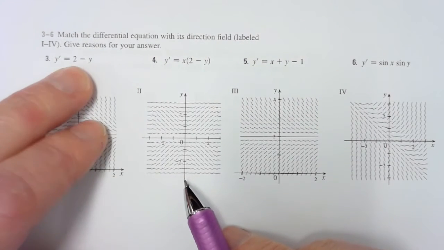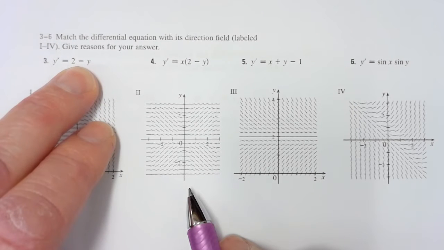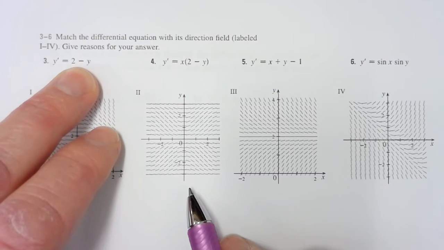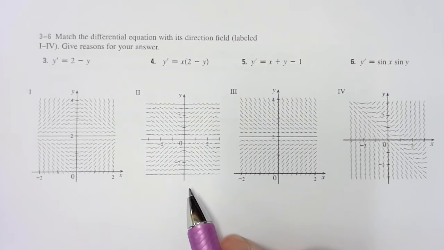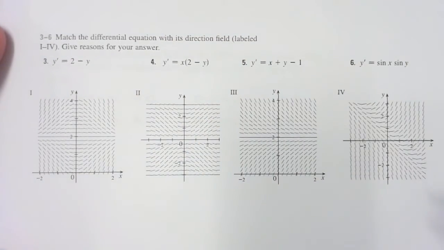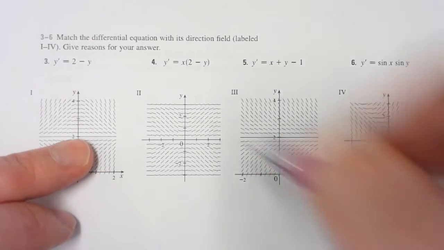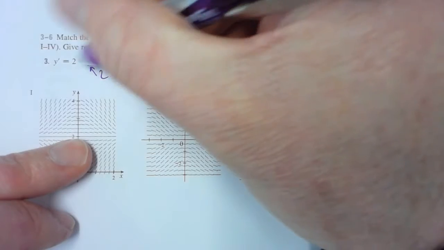Then this one here is only affecting the y. The y is changing, so x doesn't matter. So left and right it should be the same, but up and down it should change. So I believe that's this one here. Well, that makes sense, because if we put 2 in here, 2 minus 2 is 0.